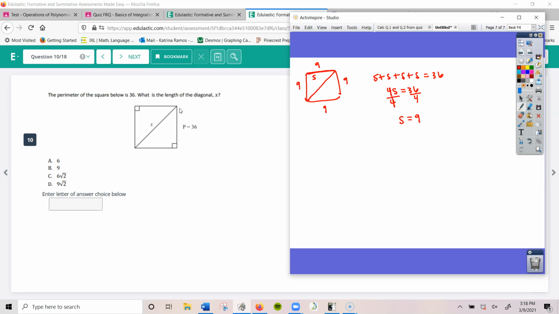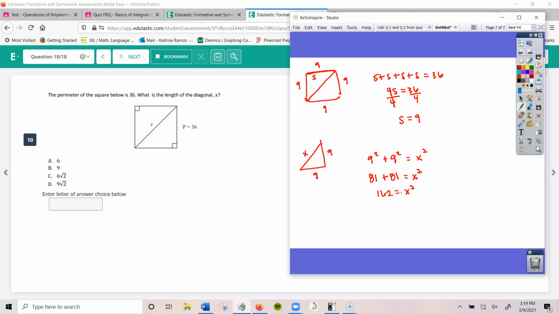Now, to figure out the diagonal, this is a right triangle. We know that one side is 9 and the other side is 9. And we're trying to solve for x, which is the hypotenuse. So again, we can use the Pythagorean theorem. 9 squared plus 9 squared is equal to the hypotenuse squared, which is x squared. 9 squared is 81, plus 81 is equal to x squared. 81 plus 81 is 162, which is equal to x squared.